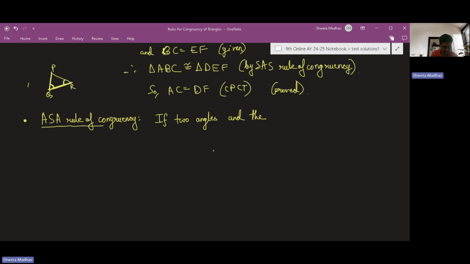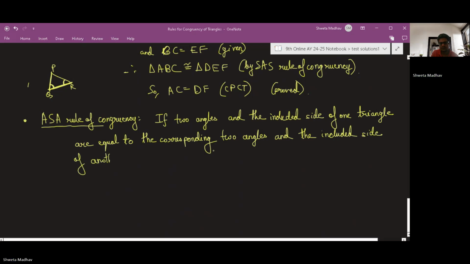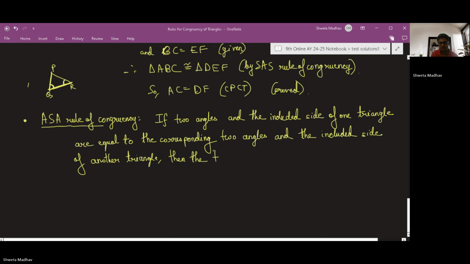So here it is told: if two angles and the included side of one triangle are equal to the corresponding two angles and the included side of another triangle, then the two triangles are congruent.